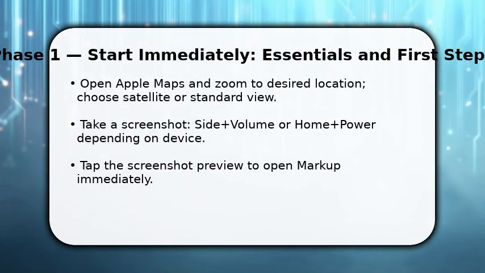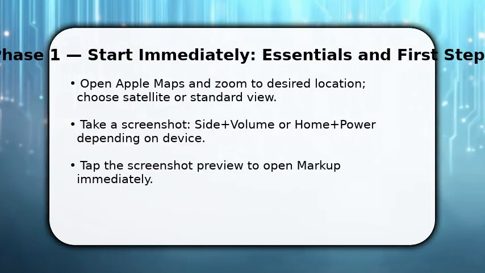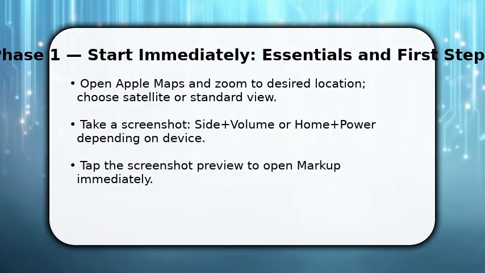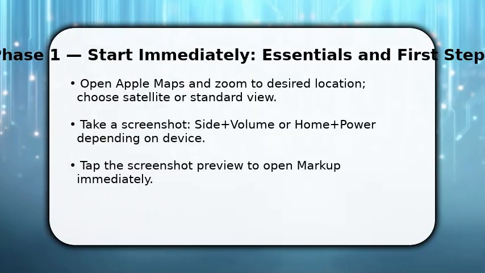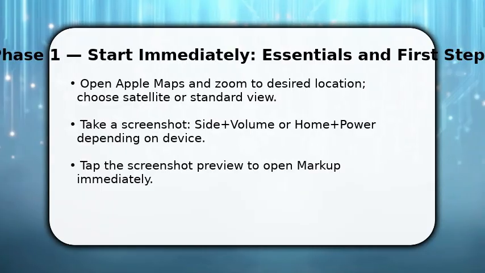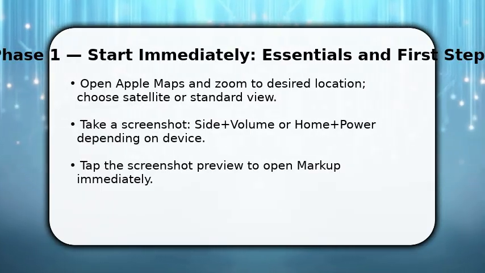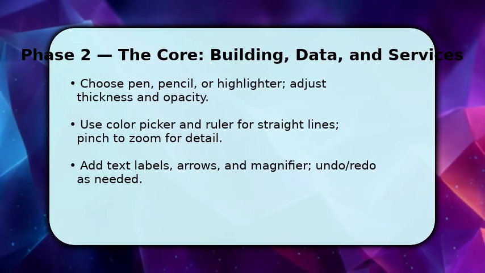Make sure to switch map type now if you want satellite versus standard, because markup edits the image you captured. This first step locks the map composition so you can draw precisely on top without the map moving under your marks. Now you'll add your annotations.